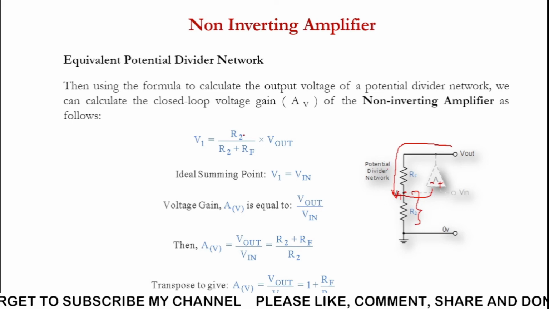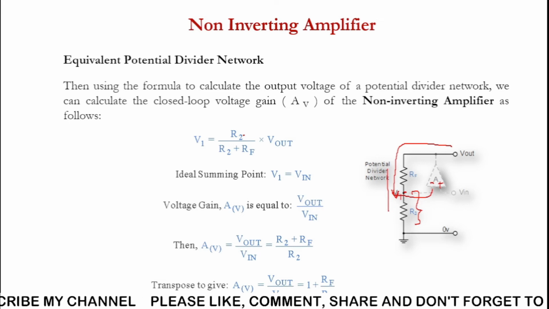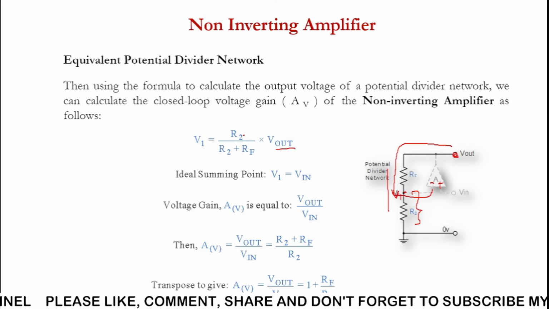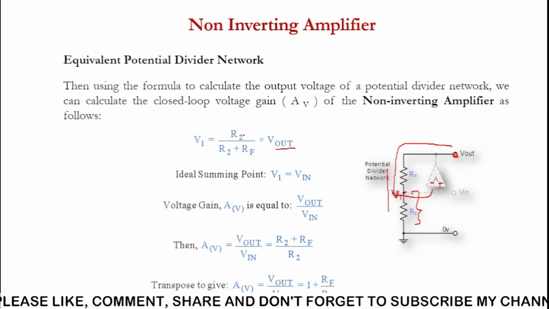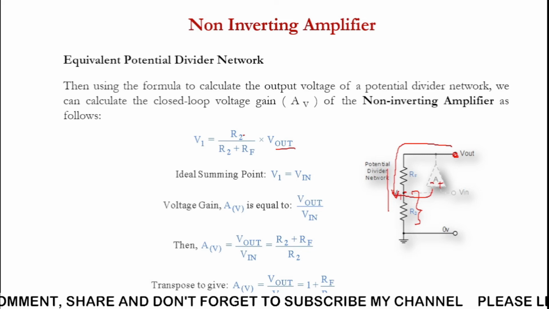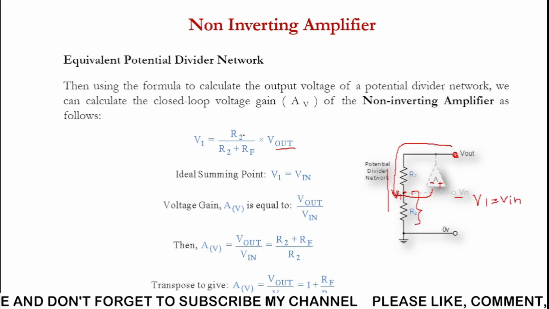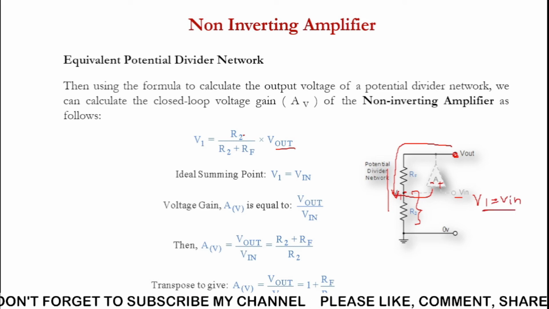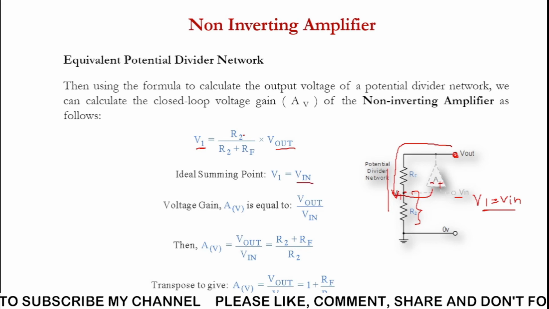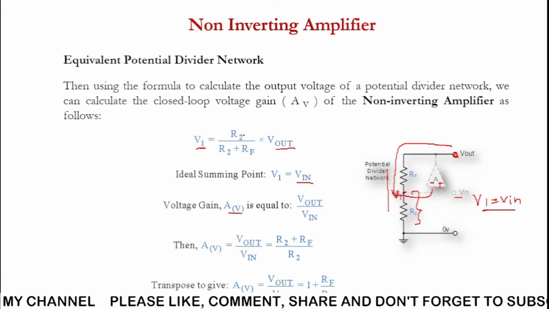We have to calculate first of all the V1 across the resistance R2 according to the voltage divider or potential divider network. So you can see here V1 is considered to be R2, where we are measuring across it, divided by R2 plus Rf, the total resistance, into Vout, which is the source. With the virtual earth concept, ideally Vin is equal to V1. So V1 is equal to Vin.